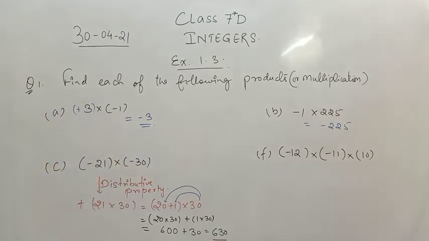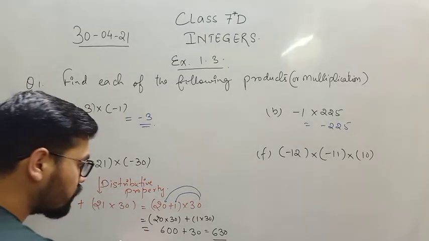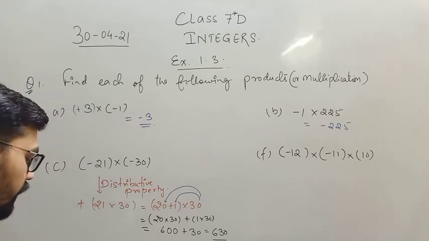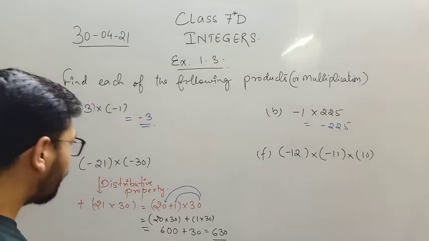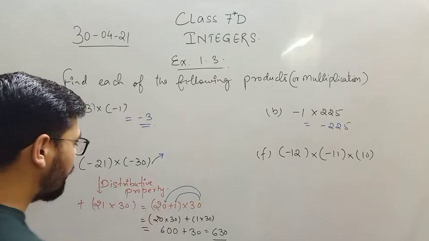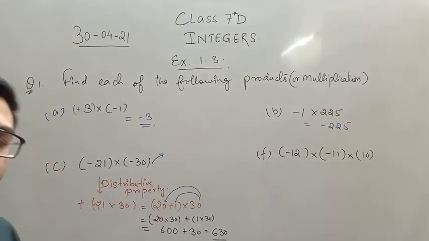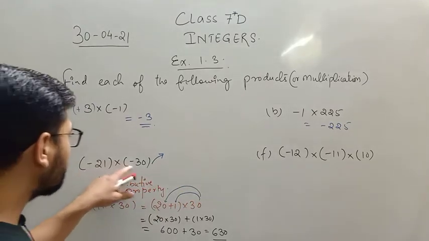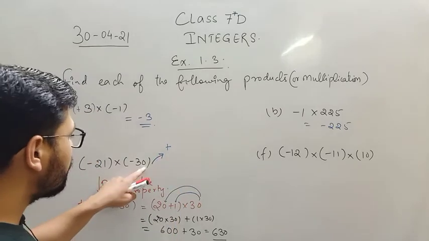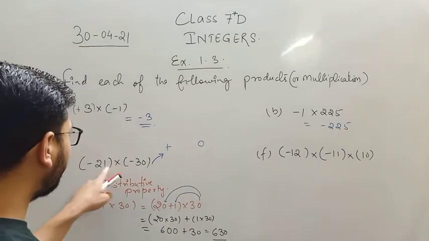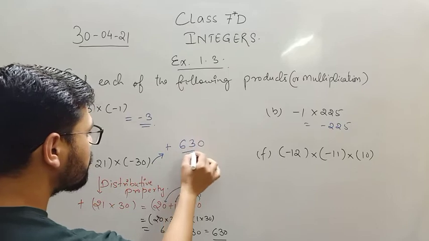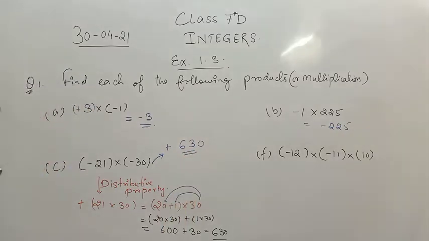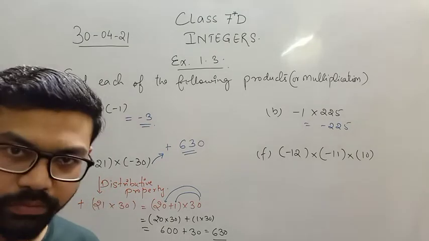Any doubt? So your answer is 630. And if you don't want to use the distributive property, then even then you can get the answer. I mean, without using the distributive property you can also get the answer: minus minus plus, 0 as it is, 3 1s are 3, 3 2s are 6. So especially when you have two big numbers, in that case the distributive property is very useful.